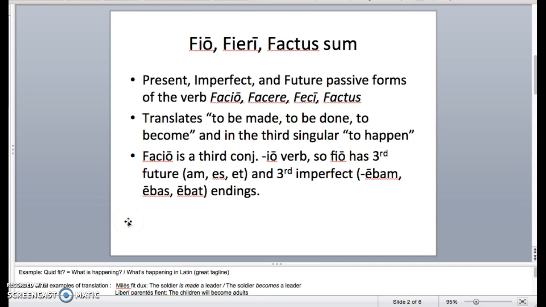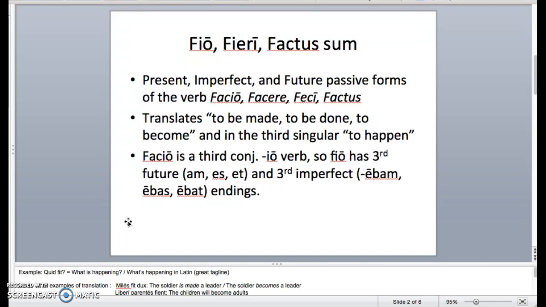All right, so fio, fieri, factus sum. Essentially, this verb is really just going to be the alternative passive forms of the verb facio, facere, feci, factus. Facio, if you recall, means I do, I make. So the translation of fio, fieri is to be made or to be done, as opposed to to do or to make. And when you think of what to be made or to be done means, it really means to become. The soldier is made a leader could also be translated the soldier becomes a leader, for example. So you really have those three main translations: to be made, to be done, to become.